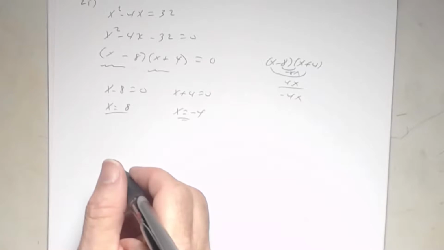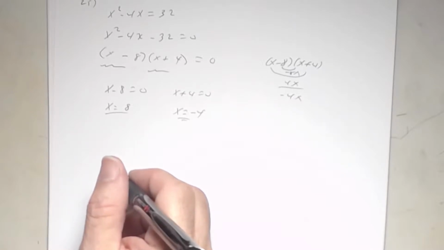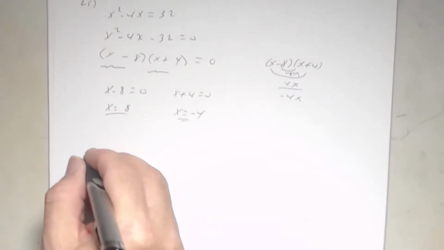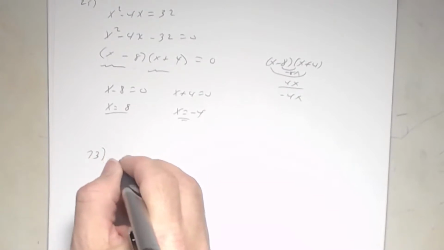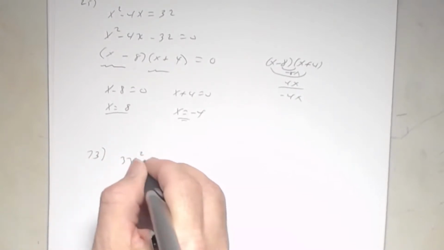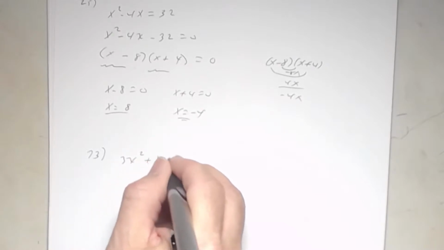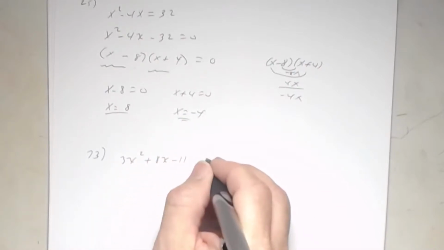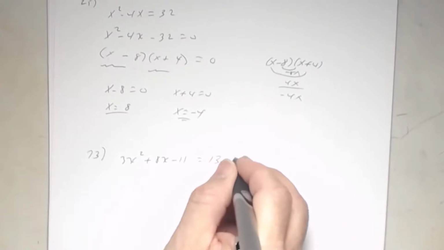Okay, so 73, you have 3x squared plus 8x minus 11 equals 13 minus 6x. So what do you do?